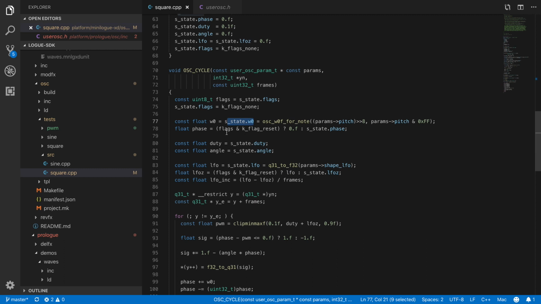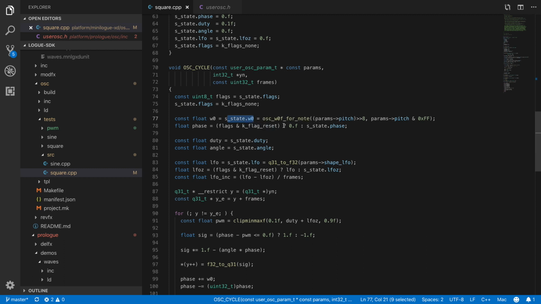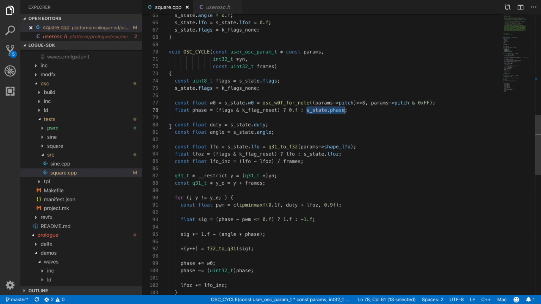So that's an if-then-else statement in C. That's a ternary operator here. This is the check, this is what is in the if. So if the flag reset is set, then return 0. Otherwise, return the phase from the phase accumulator and store this in our phase variable. Then get the duty and the angle from our state.